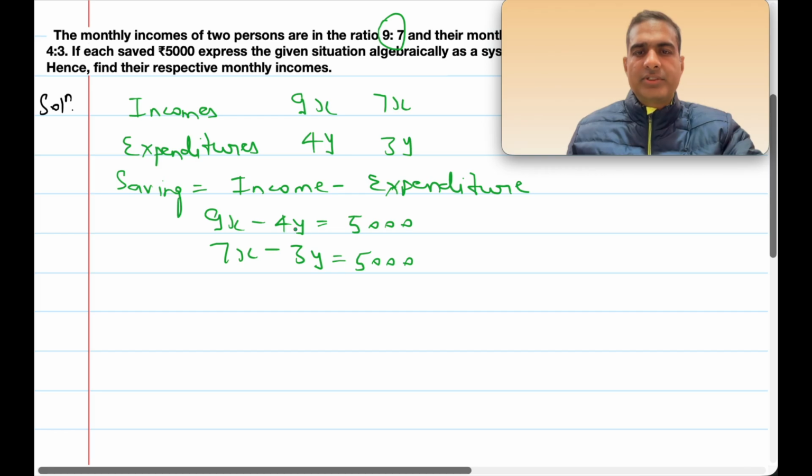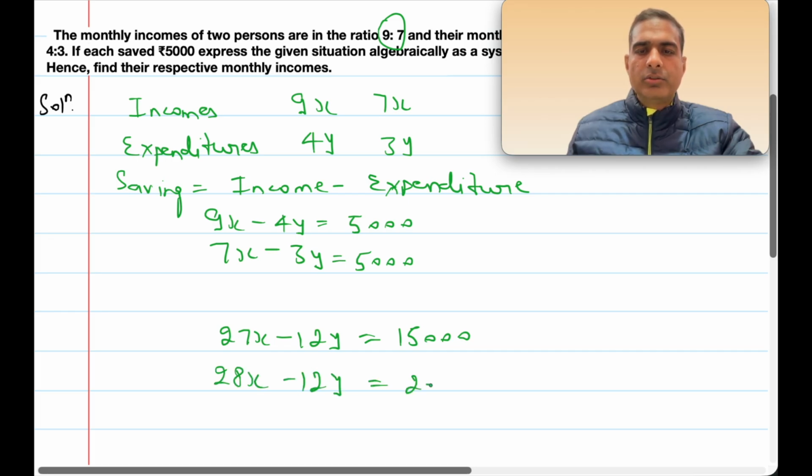The coefficients of y in both the equations are 4 and 3, so their LCM is 12. I can make the coefficients of y 12 in both the equations. To make the coefficient of y 12, I have to multiply the first equation by 3, so it will be 27x minus 12y is equal to 15,000. And in the second equation, I have to multiply by 4, so it will be 28x minus 12y is equal to 20,000.